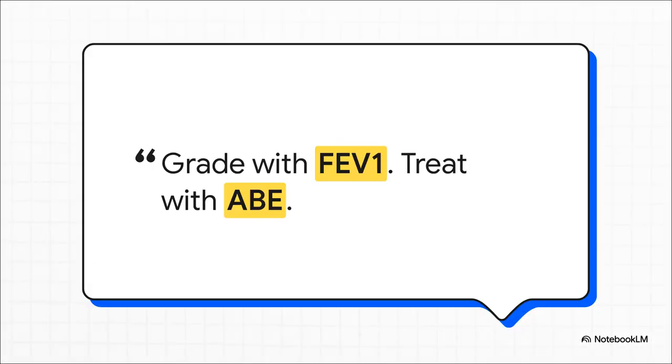So if you remember nothing else from this section, remember this little phrase: grade with FEV1, treat with ABE. It's so simple. You use the FEV1 to grade how bad the lung physiology is, but you use the ABE assessment of their symptoms and their risk to actually decide on the treatment. It's just a much more patient-centered way to think.